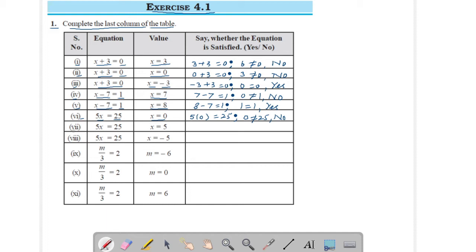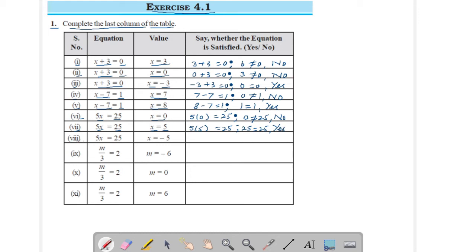Now come to seventh part. 5x = 25. Here x = 5. Here put x = 5. You will get 5 in place of x. Write down 5(5) = 25. If you open the bracket, what will you get? 5 fives are 25. You will get 25 = 25. Here the left hand side equals the right hand side. Therefore your answer is yes.